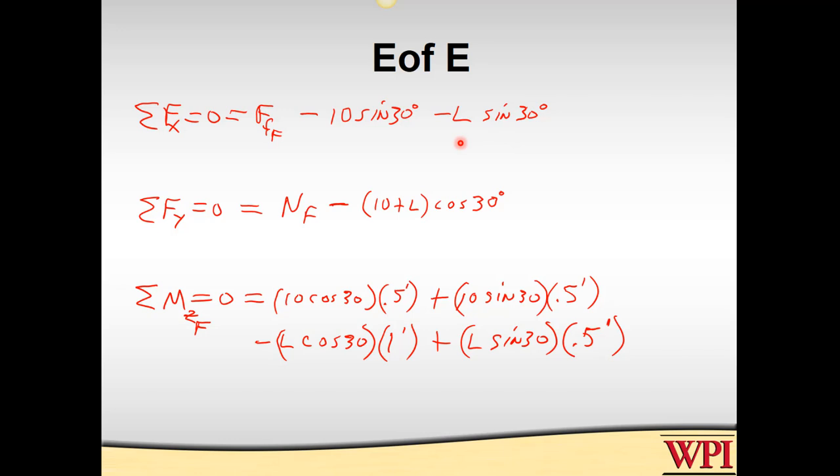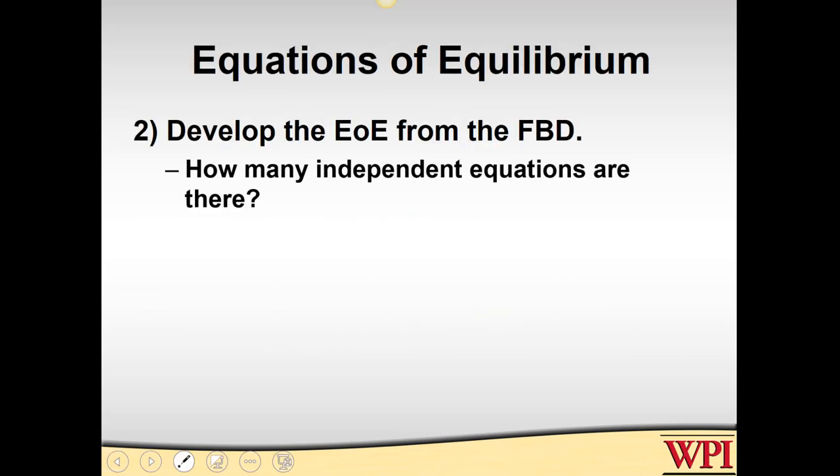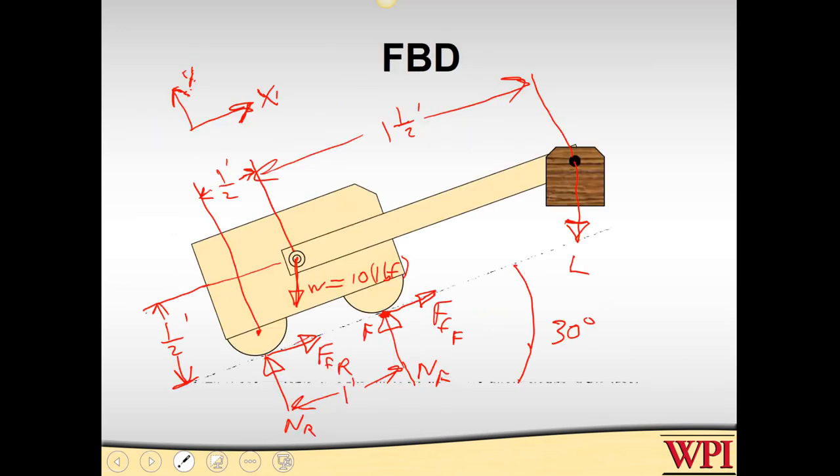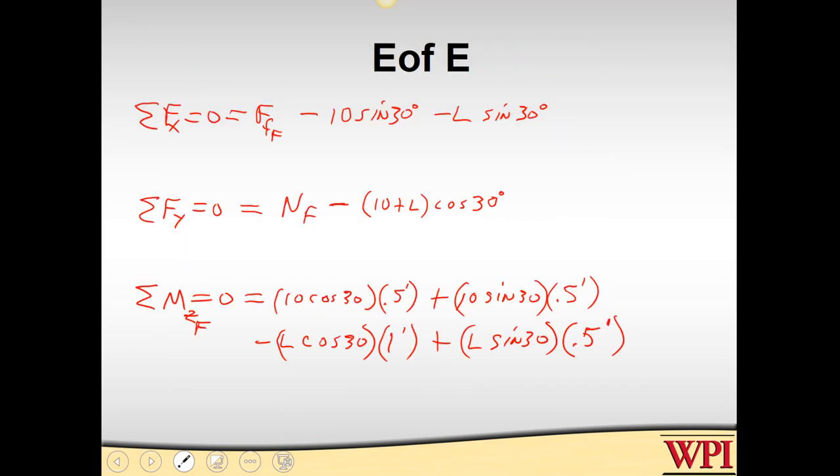And then we have the components in the y direction, and same thing here. It's about to tip, so again, these two are 0. So we have our N sub F up. We have the weight component cosine of 30 down, so that's minus, and then we have L cosine of 30 down, right? So that's where we have minus the weight 10 times cosine 30 plus L times 10 times cosine 30. And then we also have the sum of the moments about the front.